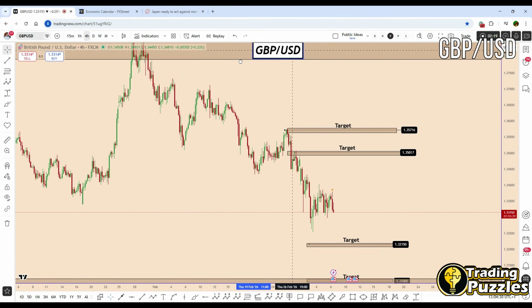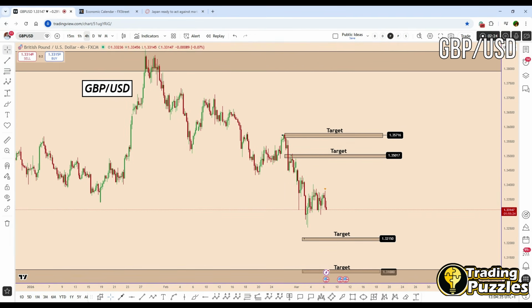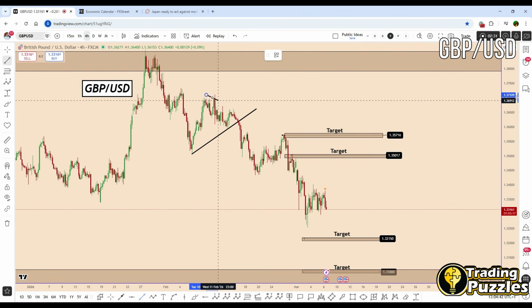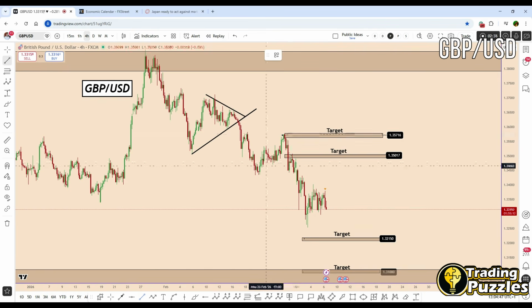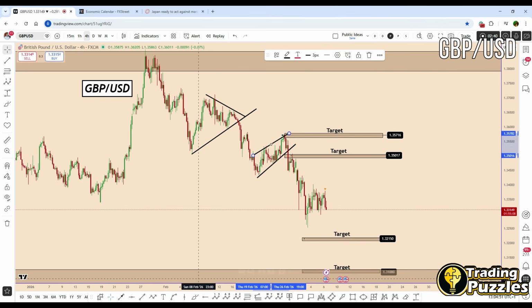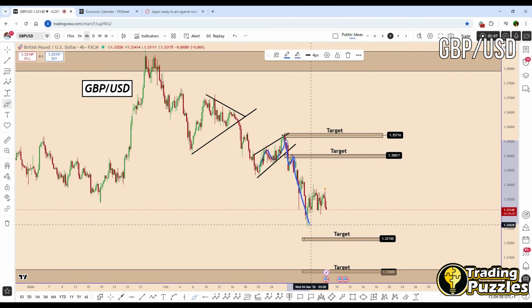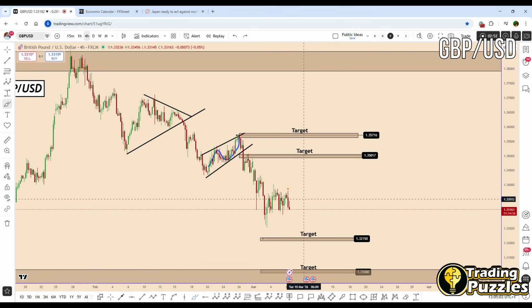If we check this out in this way, I left some targets in both directions. The first correction was created in this part here. Let's say this is what we had as the first correction. This was the second one, and after this corrective part was completed, the price created a breakout and started the bearish movement again, impulsive again. And we are on this small part here.